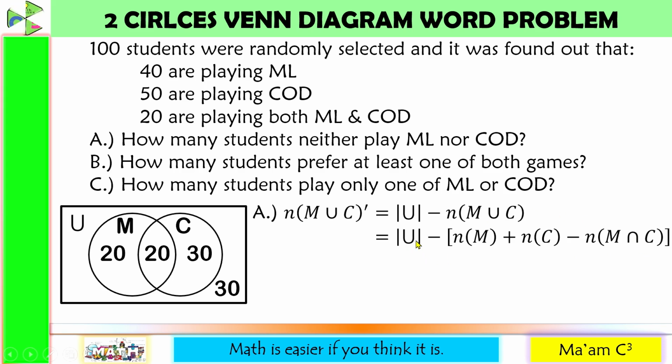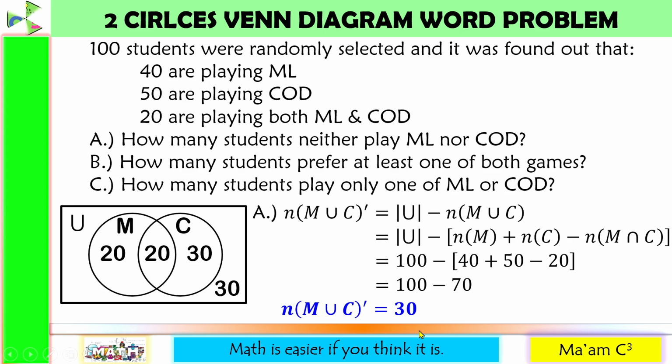The cardinality of the universal set is 100. The cardinality of M is 40. The cardinality of C is 50. And the cardinality of M intersection C is 20. 40 plus 50 is 90, minus 20 is 70. 100 minus 70 is equal to 30. So we are correct. The cardinality of students who neither play ML nor COD is 30.